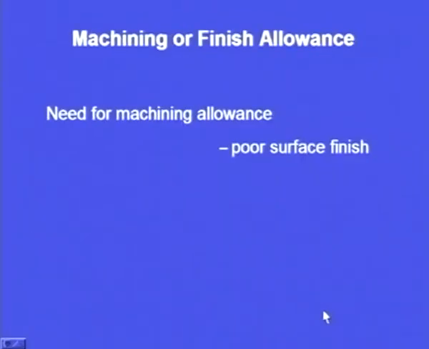Machining or finishing allowance. What is this machining allowance? We know that the pattern material is made up of wood in most of the cases. If it is the sand material that is rough, and when we compact the pattern in the sand, the external surface of the mould cavity will have a rough surface. And when we pour the molten metal, it occupies the cavity, and after solidification, the external surface of the casting will have a rough surface.